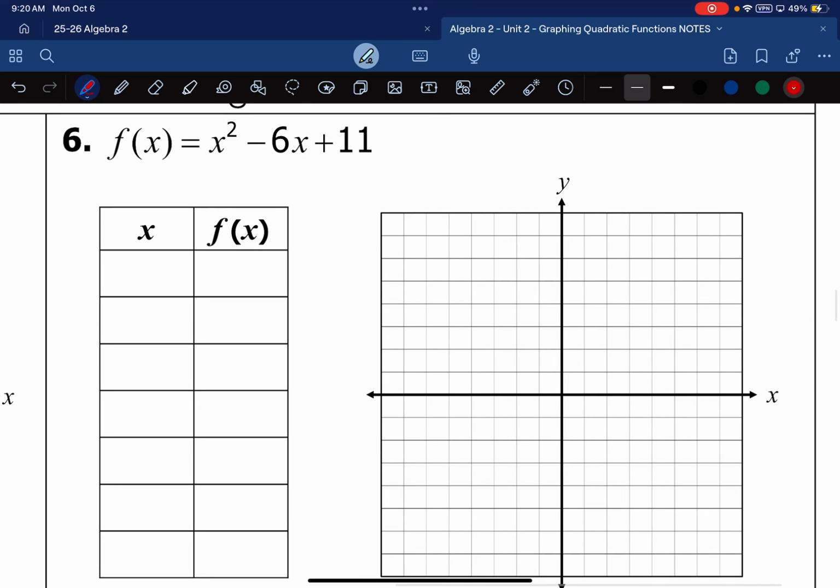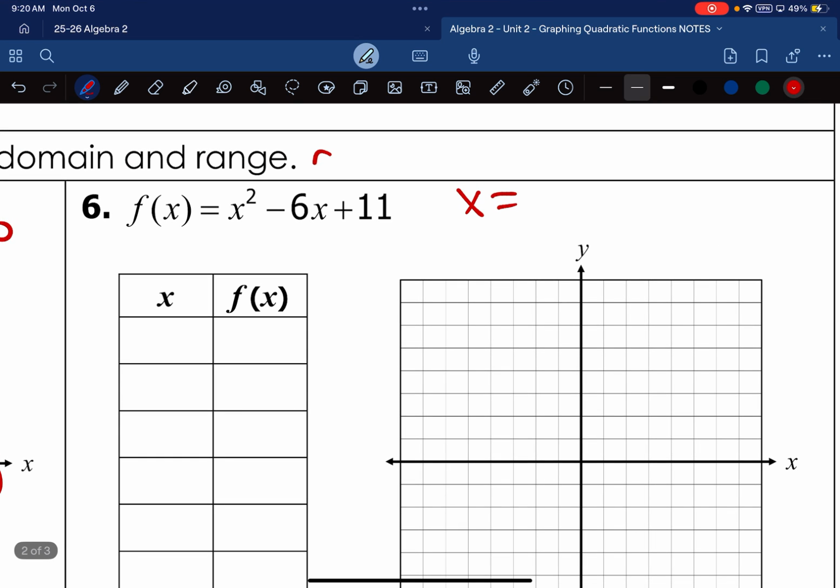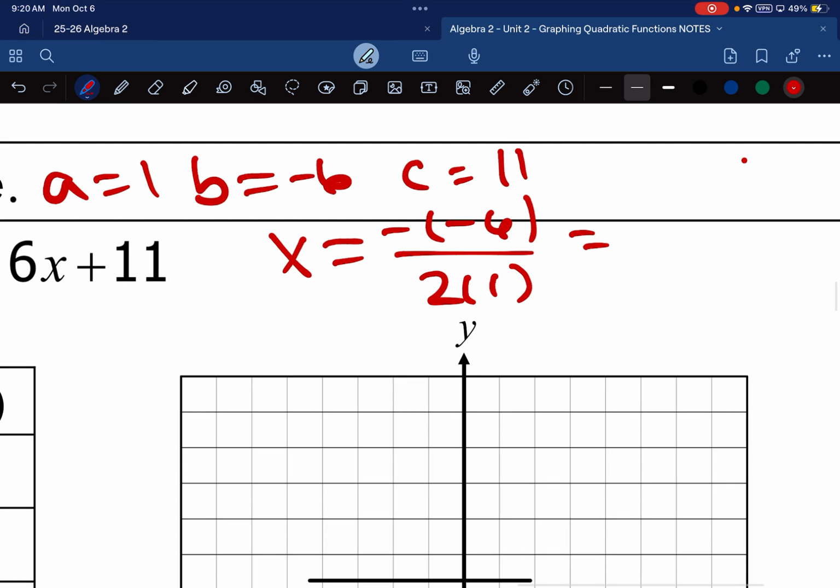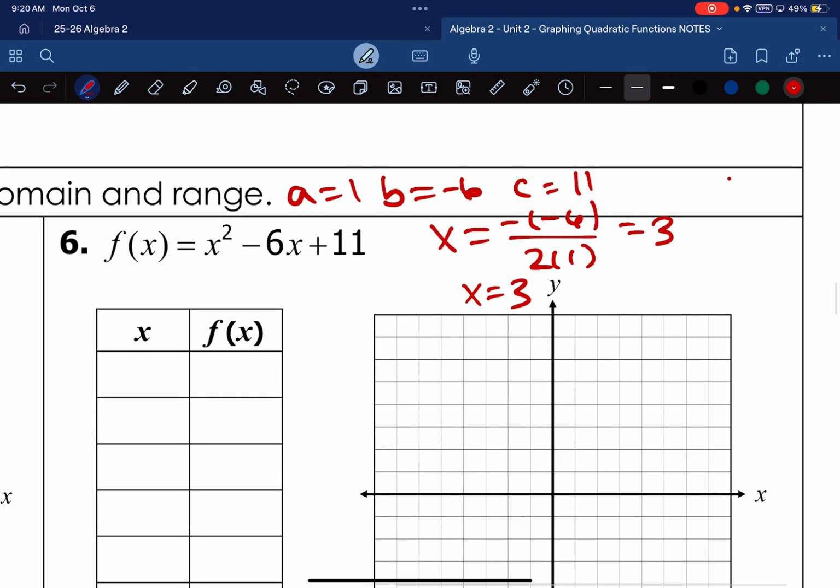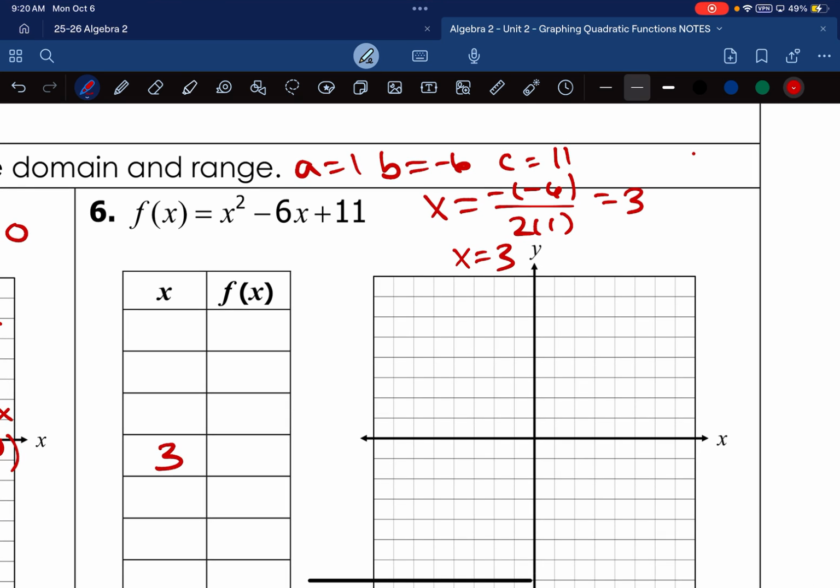So axis of symmetry, x equals negative b over 2a. So a is 1, b is negative 6, c is 11. Negative b, negative 6 over 2 times 1. Negative 6 is a positive 6. Positive 6 divided by 2 is 3. So our axis of symmetry is x equals 3. 3 goes in the x place in the middle of our table where we're going to put our vertex.